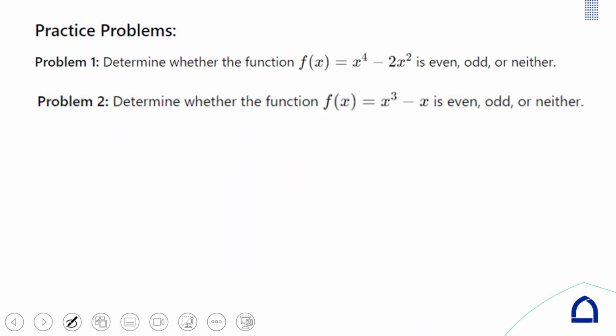Now, you have practice to check whether the function is even, odd, or neither. You just plug in minus x instead of x algebraically. If you would like to graph it and check the symmetry, that's fine.